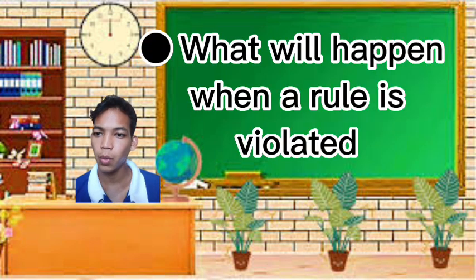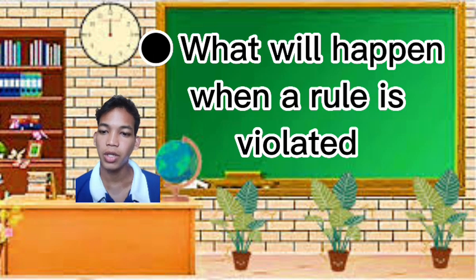Next is, what will happen when a rule is violated. So, when a rule is violated in a classroom or school setting, the consequences and actions taken vary depending on the severity of the violations, the school policies, and the teacher's discretion. In response to minor rule violations such as talking out of turn or not following a specific classroom procedure, the teacher may issue a verbal warning.